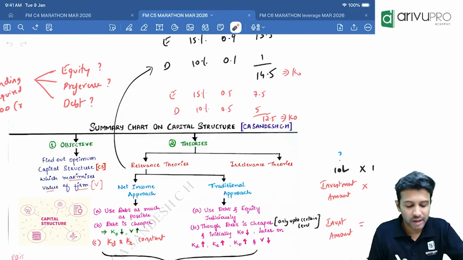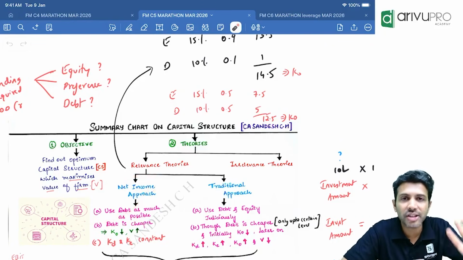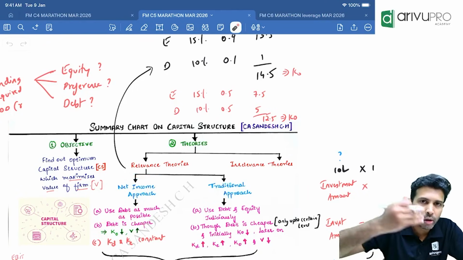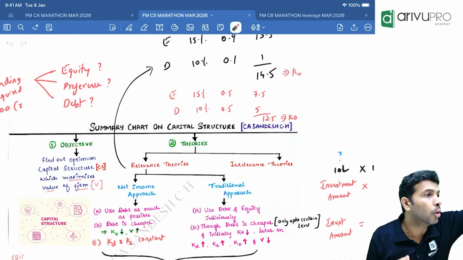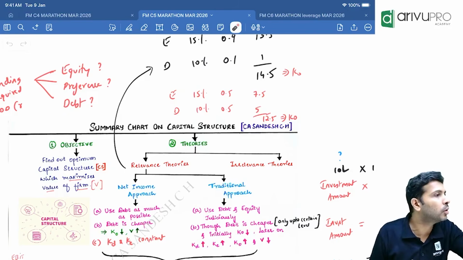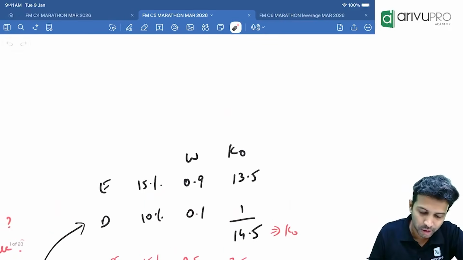Now, the theoretical argument is, since debt is a cheaper source of finance, the more and more of this cheap source of finance you take, overall cost will reduce. Overall cost, as in Ko, will reduce, which will cause the value of the firm to increase. If you want, we can prove it with a small example.